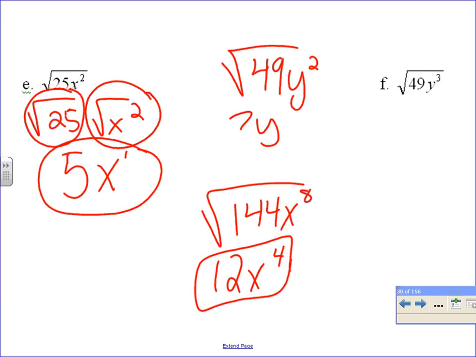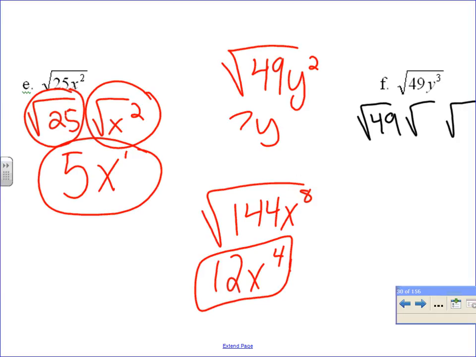Okay, so the reason I did that is because letter F is a little bit different. If you have an odd exponent, we can make it so it's perfect. So Annalise kind of brought up the next point here. What can we change y to the third to? So it's y to the something times y to the something, but one of them's perfect.